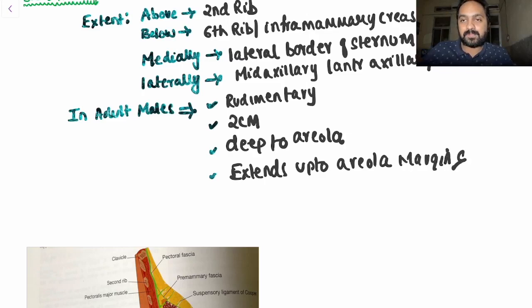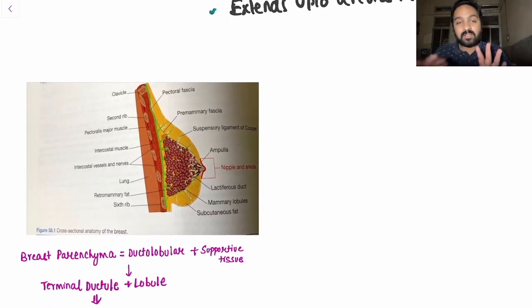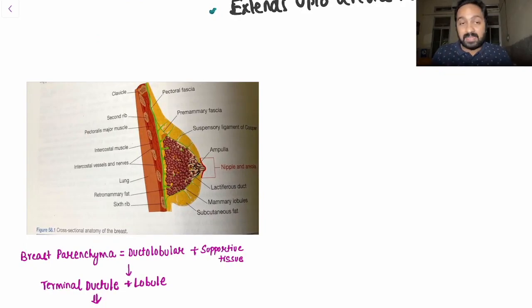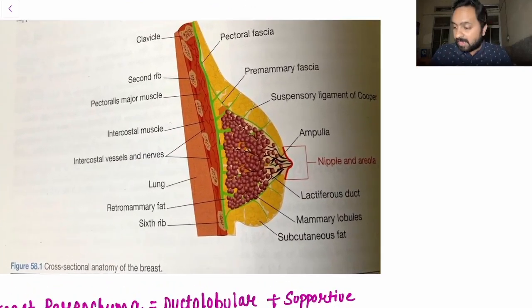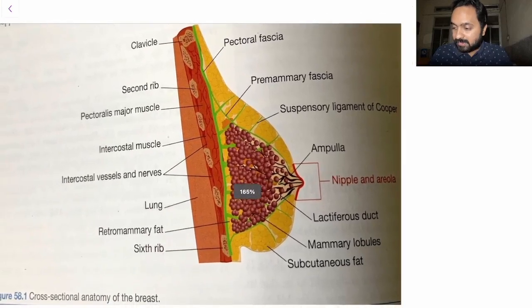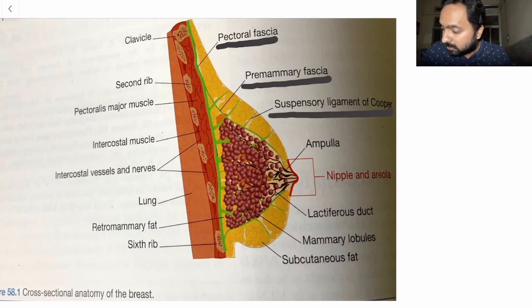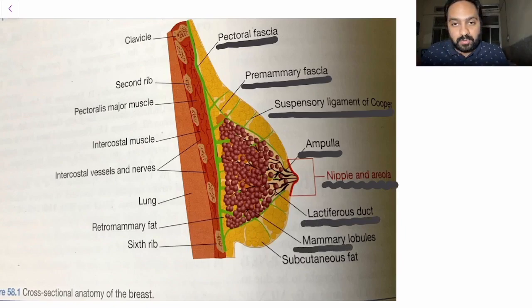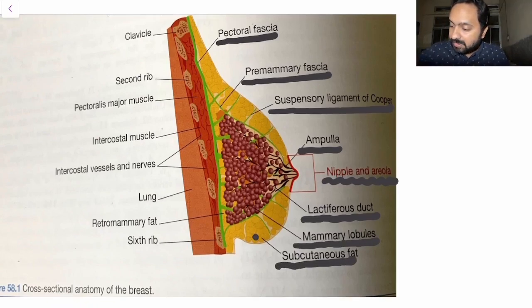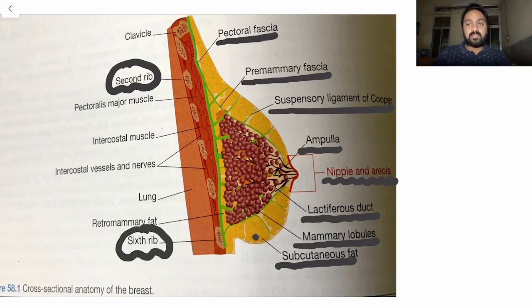Right. Now this is a very basic diagram taken from your Bailey and Love regarding the cross-sectional anatomy of the breast. So you can see the pectoral fascia, the premammary fascia, the suspensory ligaments of Cooper. This is your ampulla, this is your nipple areolar complex. These are your lactiferous ducts, then these are your mammary lobules. This we have as your subcutaneous fat. So the extent of the breast is from your second to your sixth rib.